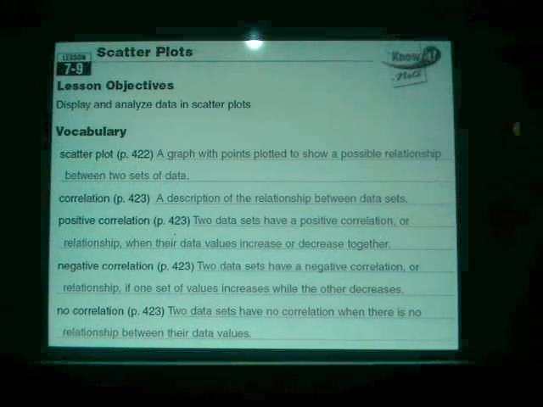A positive correlation is defined as two data sets having a positive correlation or relationship when their data values increase or decrease together.